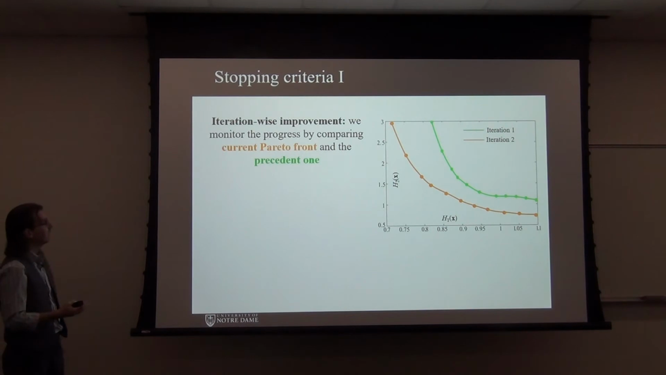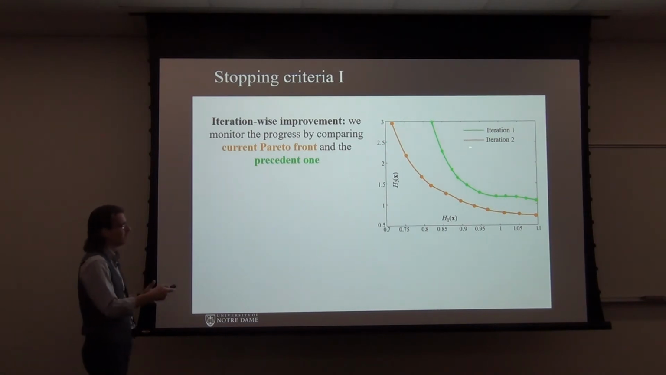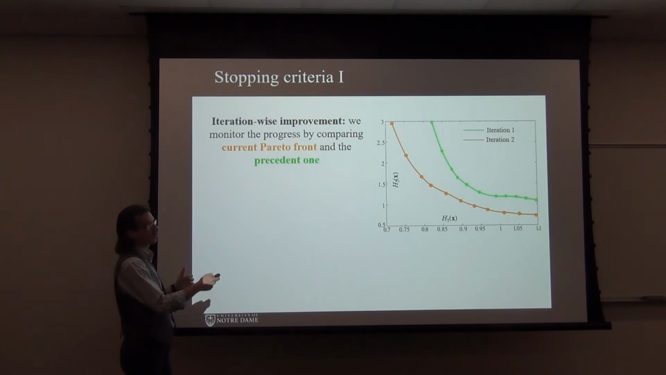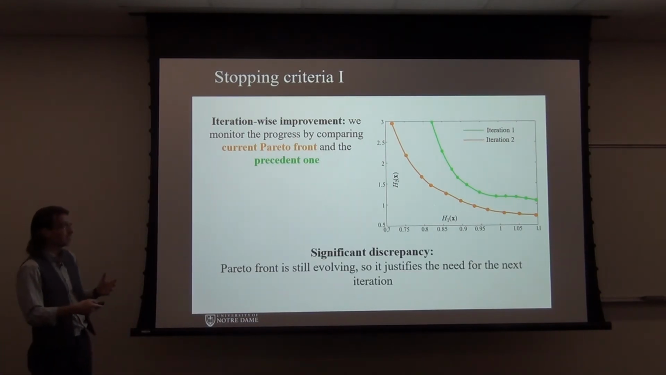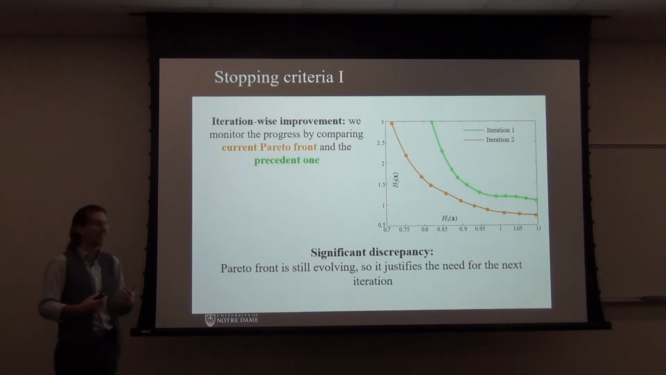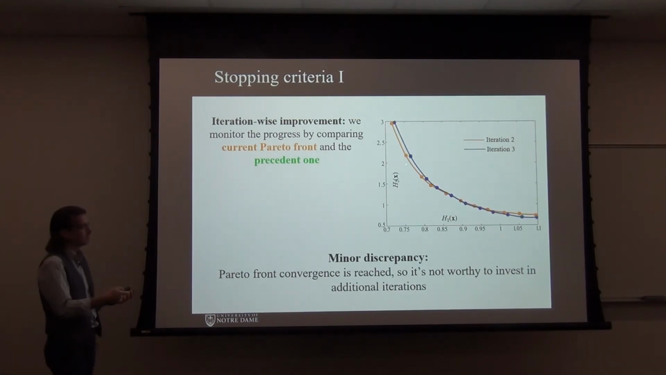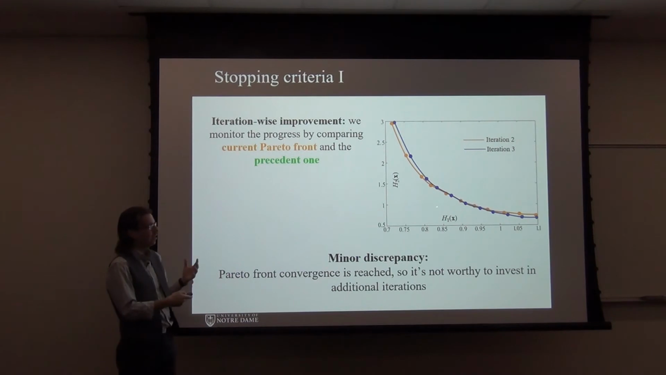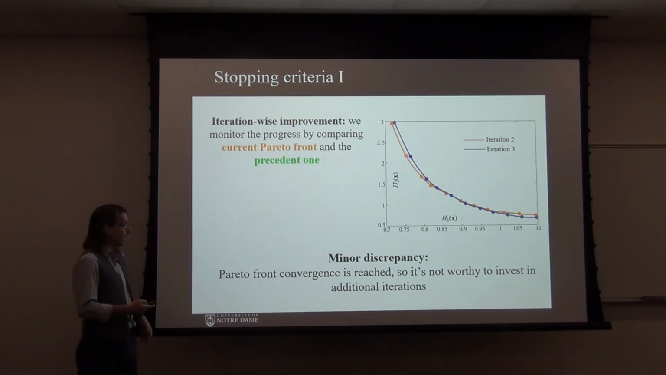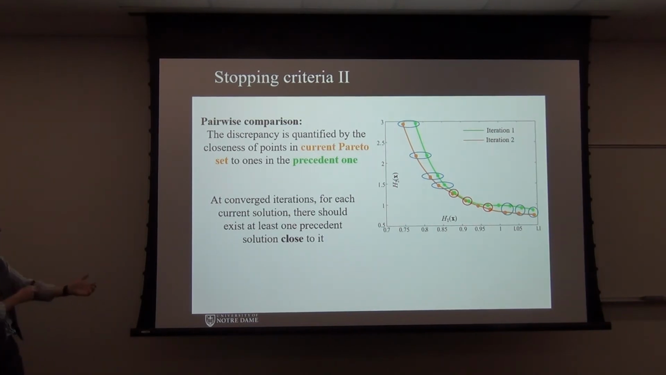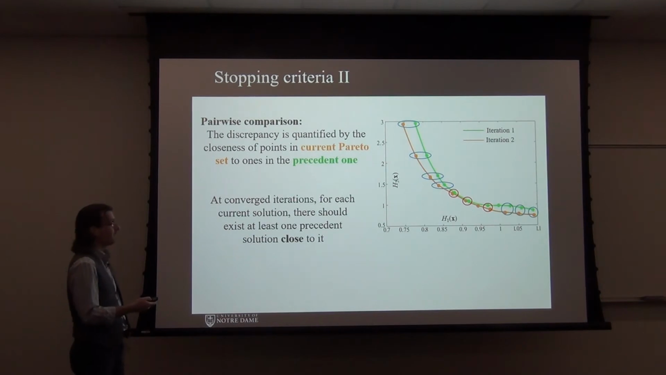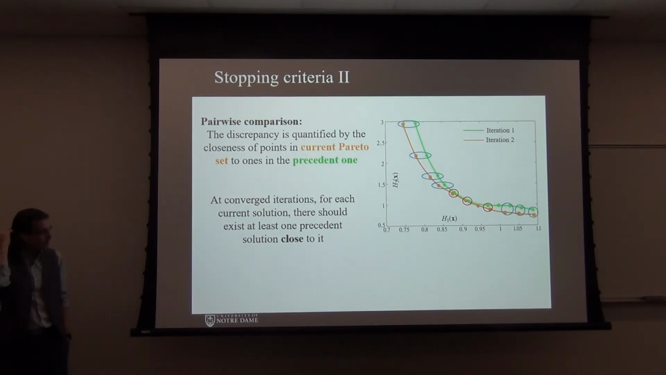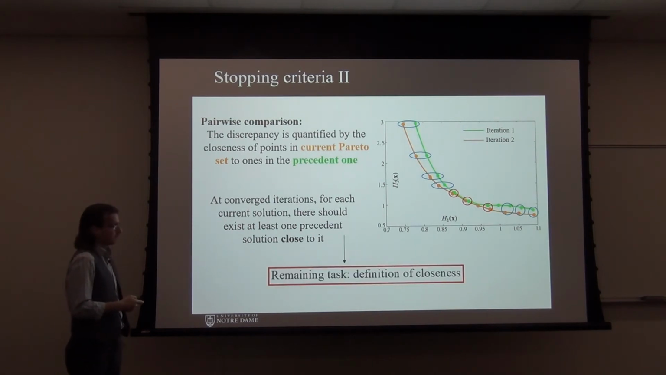So for stopping criteria, we're looking at the iteration-wise improvement. In other words, we're going to compare the new Pareto front to the Pareto front that we had in the previous iteration. If there is a significant discrepancy, evidently we haven't converged, because the new meta model allows us to identify significantly different Pareto fronts, so we need to move to the next iteration. If, on the other hand, there is a close proximity between the two Pareto fronts, it means that even further improvements of your meta model will not really allow you to do a much better job. So then the question is how to define this discrepancy or closeness between our solutions, and how we're going to do this.